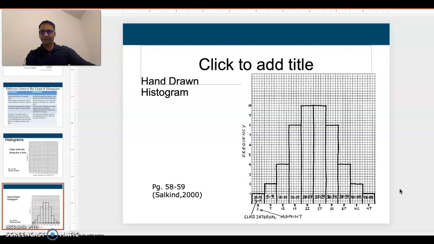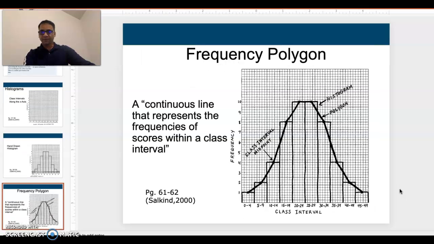So likewise you need to find the midpoint, and then you connect these lines based on the frequency for each class interval. So for 0 to 4, there may be one respondent. For 5 to 9, there are 2 respondents. For 10 to 14, there are 4 respondents. So likewise, you can prepare this histogram.